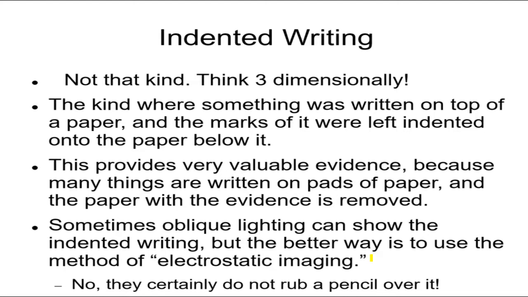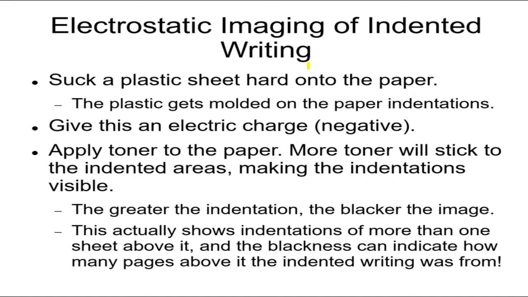There are much better ways. The oblique lighting is a better way. But the best way so far is electrostatic imaging, and let's get to that. What they do is they have the piece of paper. They take a plastic sheet, let's say somewhat soft so that it indents easily. You suck it right onto the paper that you suspect has the indentations. So the plastic gets molded onto this paper indentation, so the plastic also gets indentations too.